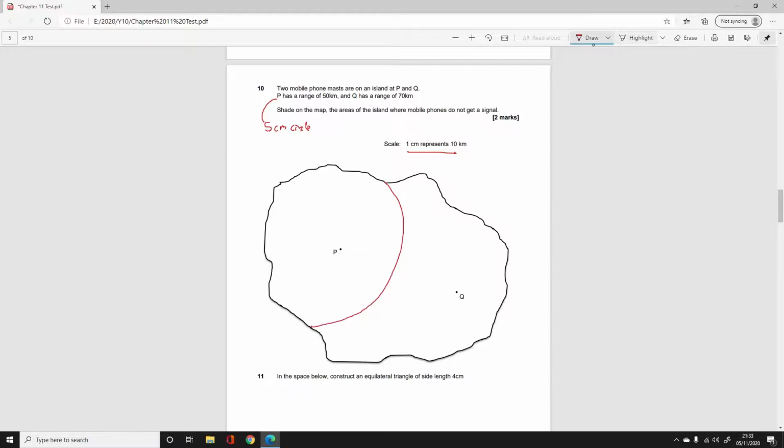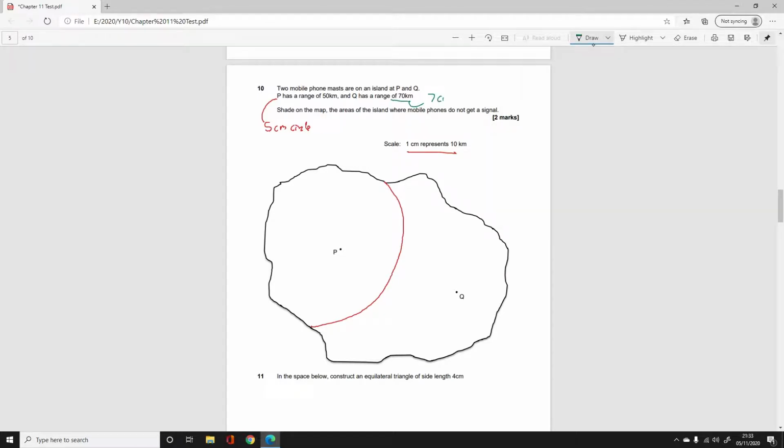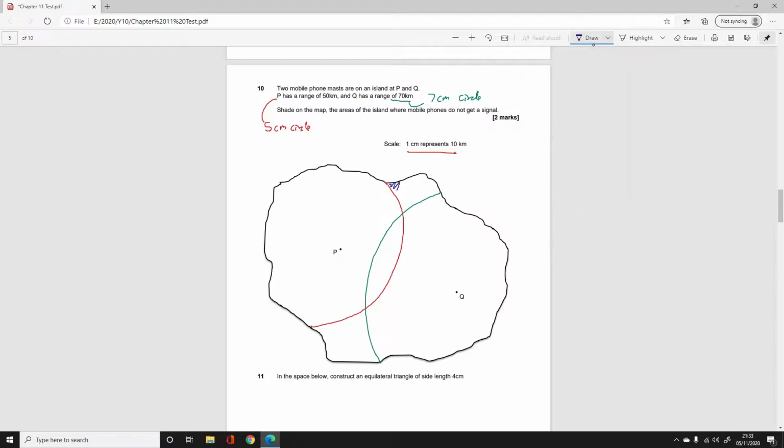And then we're also going to have a 7 centimeter circle around Q. And those will cross over each other at 2 points. Now what we want is the area of the island with no signal, and that'll be outside both of the circles. So whatever you've drawn, you need to shade outside them both, and you'll have something that looks roughly like that, although yours will be a little bit more accurate.